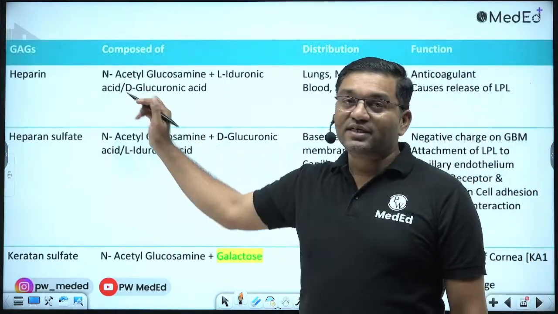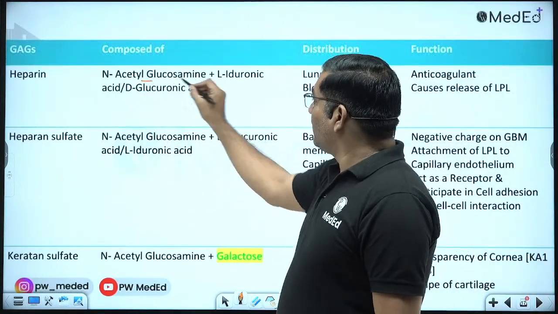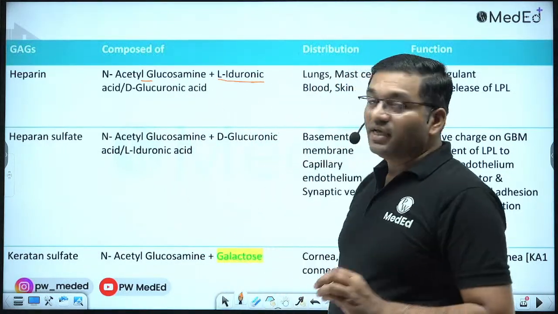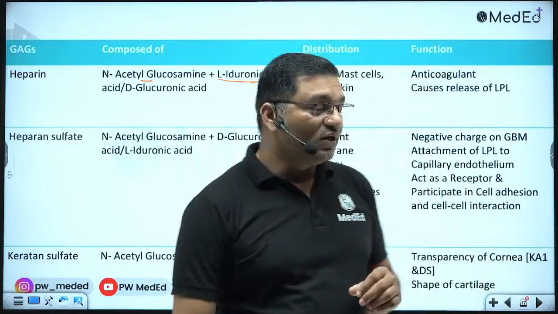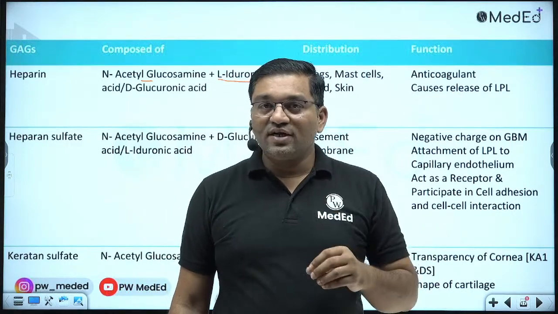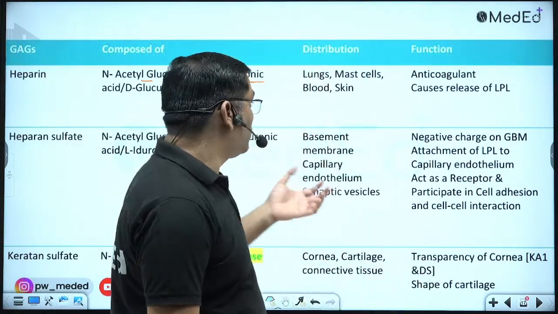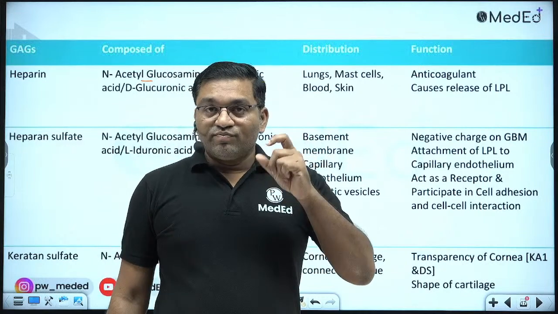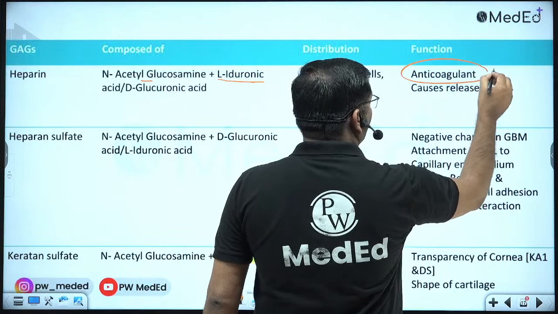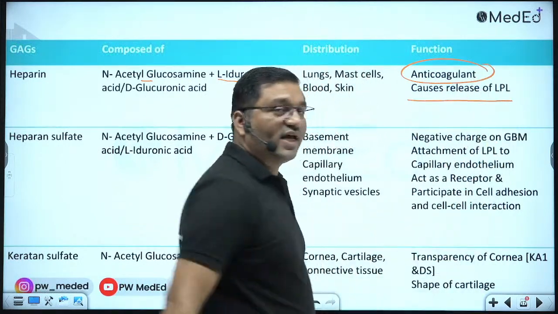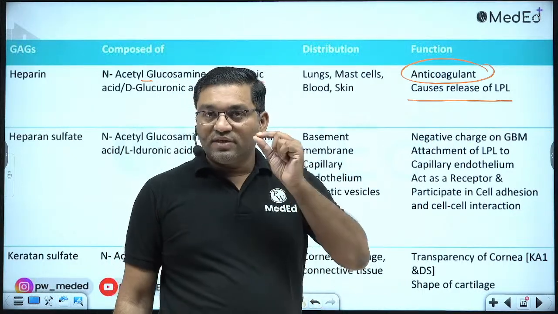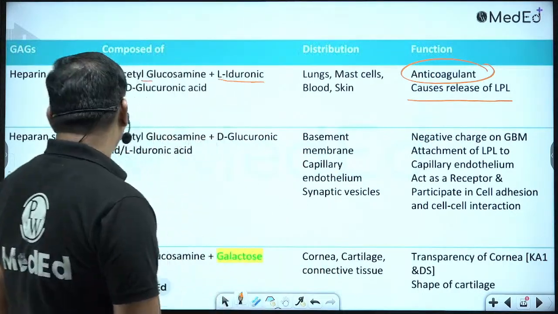Then heparin contains N-acetyl glucosamine and L-iduronic acid, predominantly L-iduronic acid, and also D-glucuronic acid. Heparin is an anticoagulant, and it is generally not present intracellularly, but in some cells it is present intracellularly also. It is responsible for release of lipoprotein lipase enzyme from the capillary endothelium.